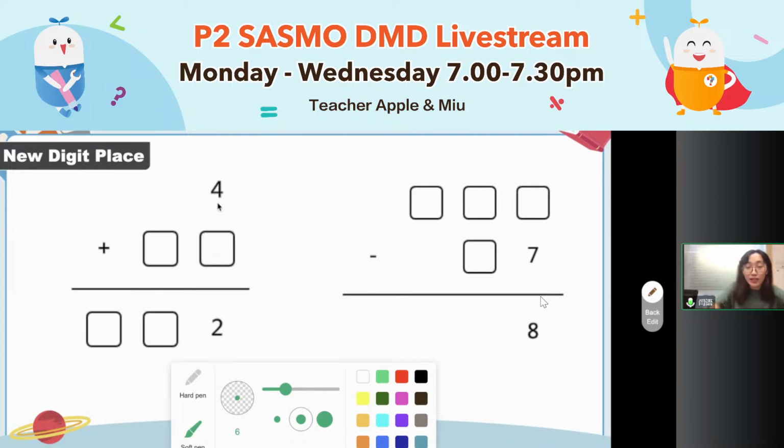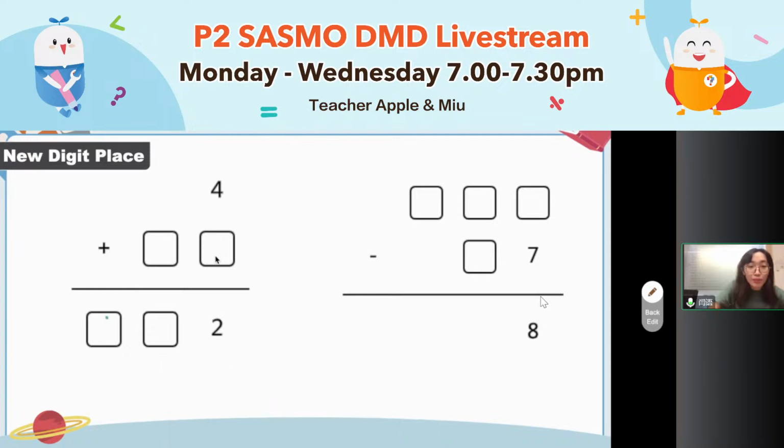Okay, look. So, for example, if teacher Apple just label it as A, B, C, D, could you please tell me which one is easier to figure out? Which one is easier? A, B, C, D, which one is easier to figure out? Yes, okay. I see. Some students say D, some students say A.